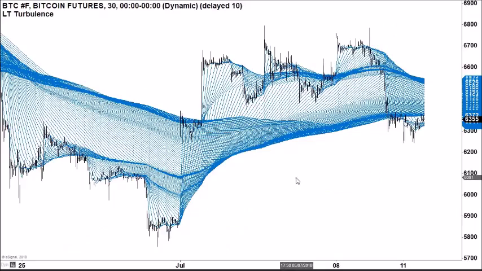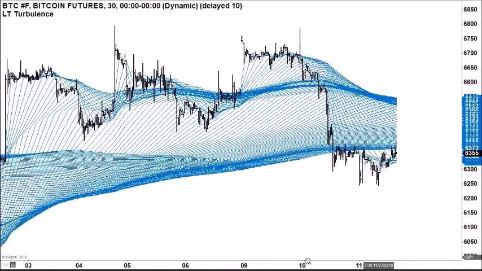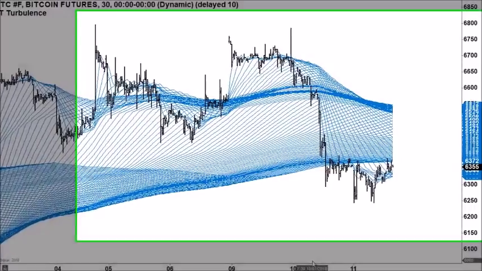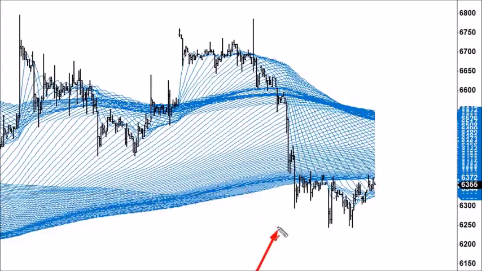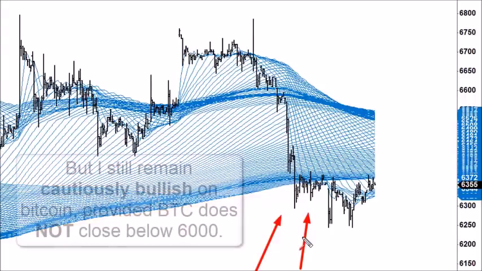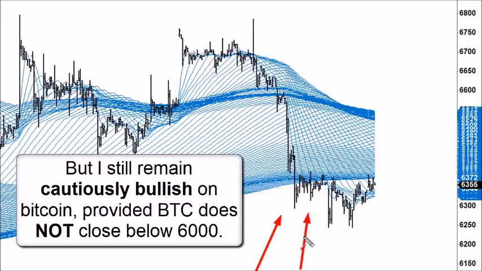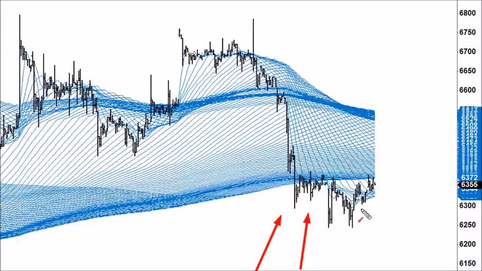So looking at this chart, where are we right now in relation to the turbulence cloud? Are we below it or are we above it? As you can see here, over the last few days, since my last video, price of Bitcoin has managed to fall below the cloud, which is not a good thing. The fact that it's below the cloud right now is actually a bearish scenario for Bitcoin. However, don't get me wrong here, Bitcoin can still recover and get itself back above the cloud. And if it does that, that certainly would be a bullish scenario.